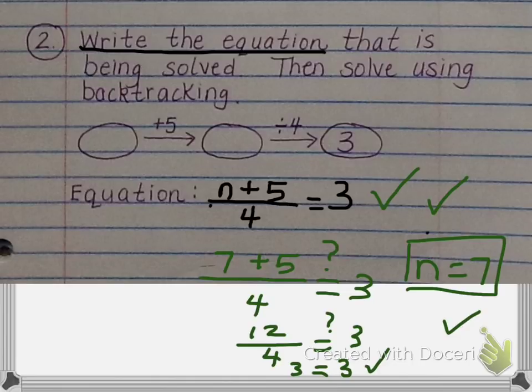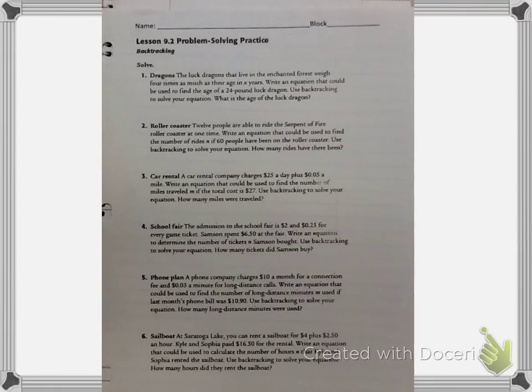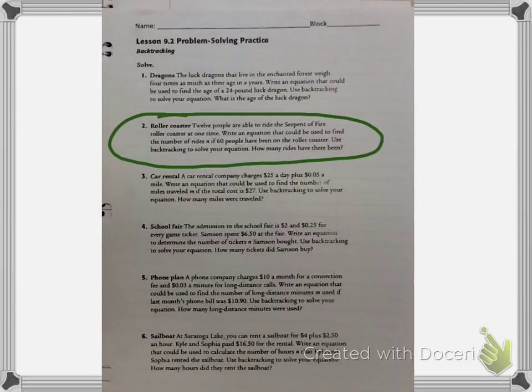We're now going to move on to work with some word problems. You may already have this worksheet in your binder. If you do, you may take it out. Pause the video if you need to locate this paper. If you do not have this paper, you can continue on now. In this video, we are going to first take a look at number 2, the roller coaster problem. Let's zoom in and take a look at it.